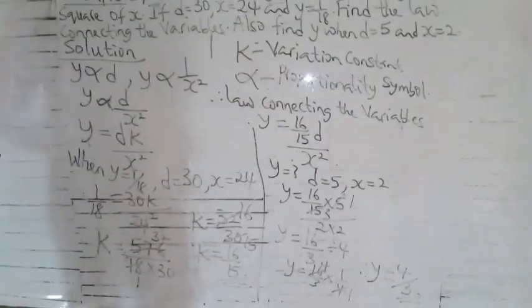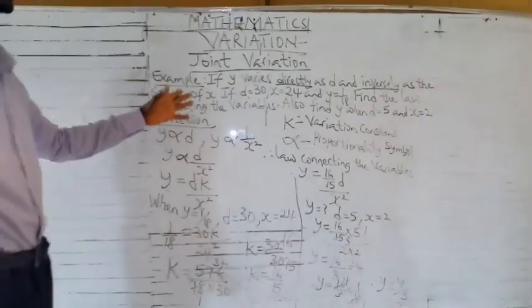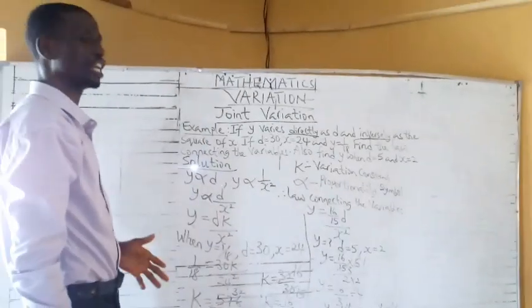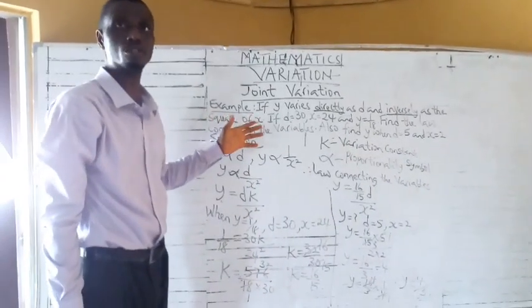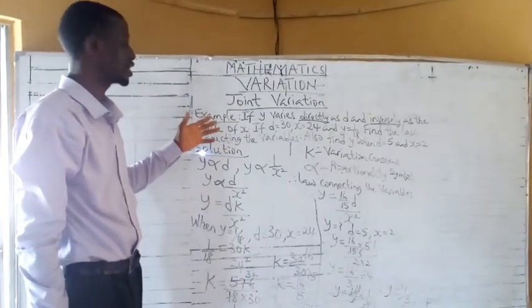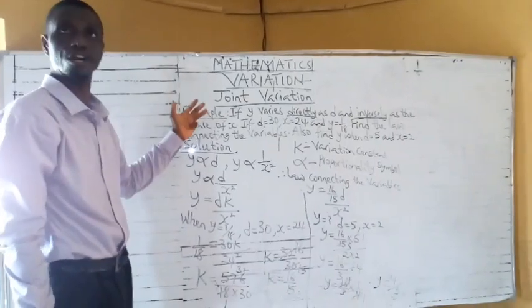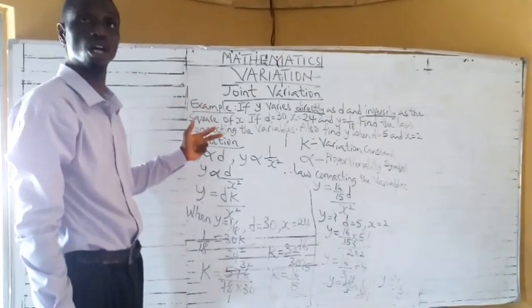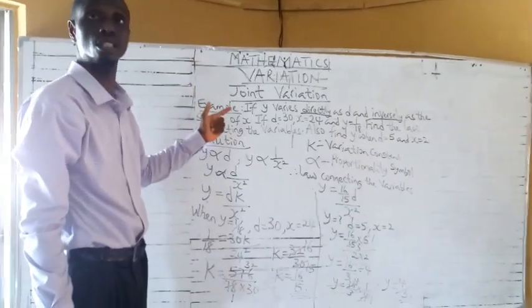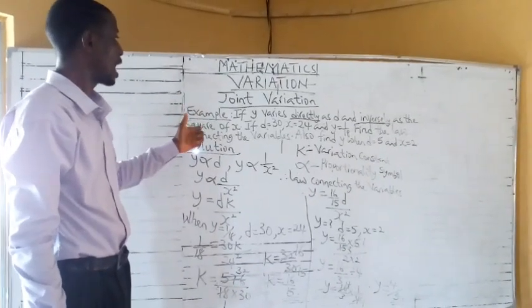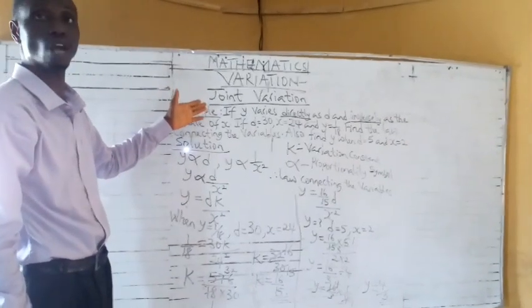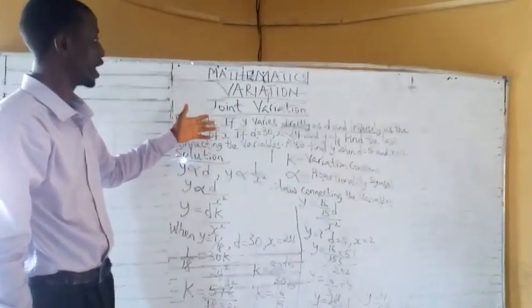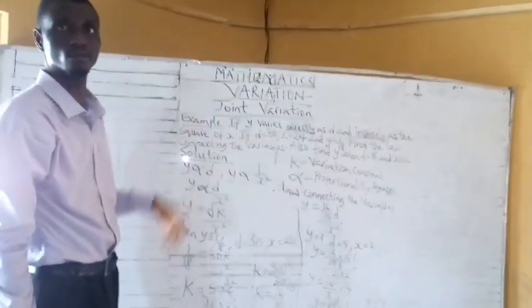Viewers at home, we have been able to solve this example under joint variation. In the first episode, I listed 4 types of variation, which is direct variation, inverse variation, joint variation, and partial variation. I hope you are able to understand this example under joint variation. Meet me in the next segment.